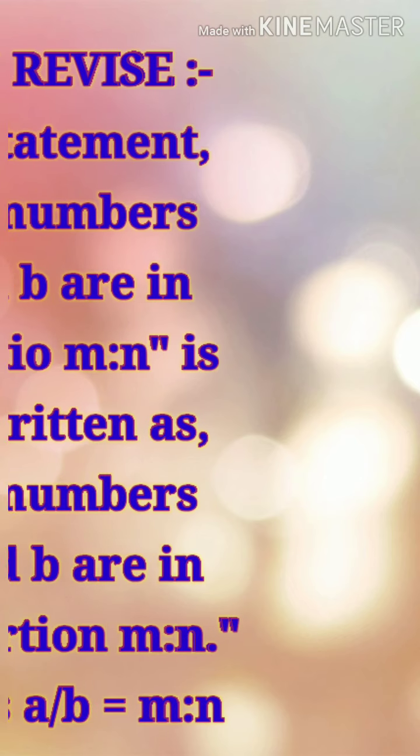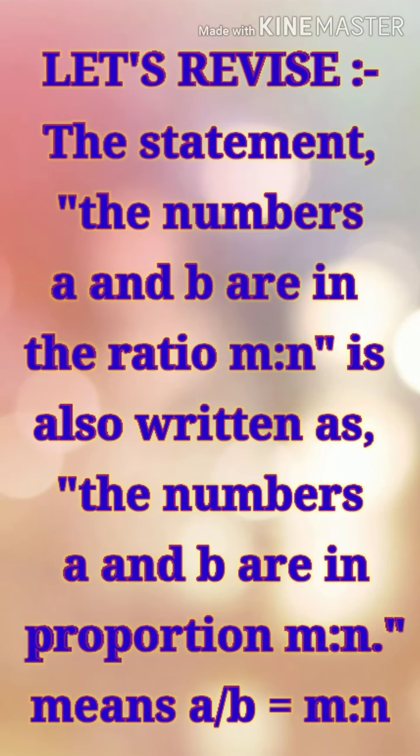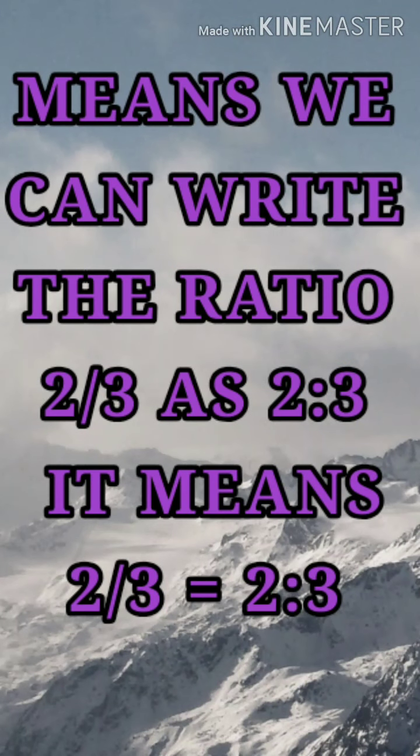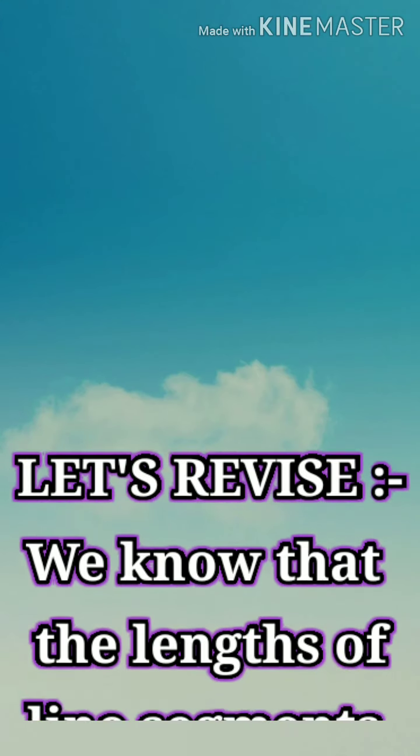So let's revise something. Consider the statement: the numbers A and B are in the ratio m:n, which is also written as the numbers A and B are in proportion m:n, means A upon B is equal to m:n. We have to use this property in this similarity lesson. Means we can write the ratio 2/3 as 2:3. It means that 2/3 is equal to 2:3.